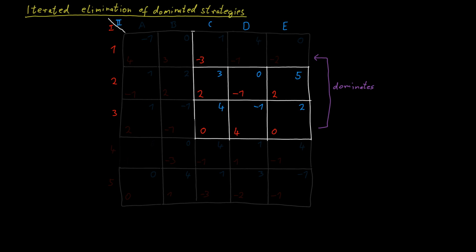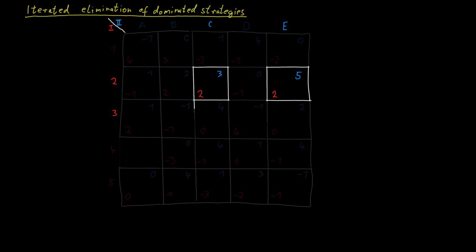And then strategy D is dominated by strategies C and E. Actually, both of them are better than strategy D. And then strategy 3 is dominated by strategy 2. And finally, strategy C is dominated by strategy E. Which leads us to a game where each player only has a single strategy left.